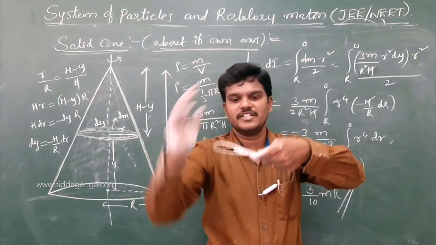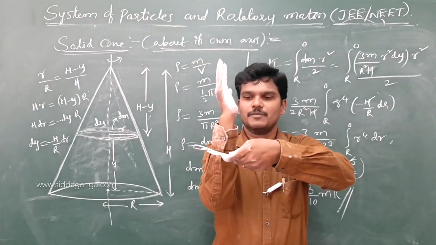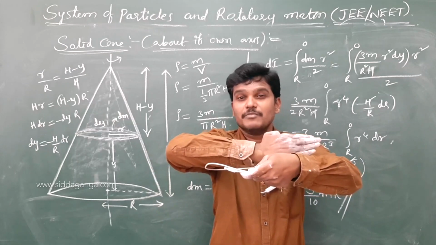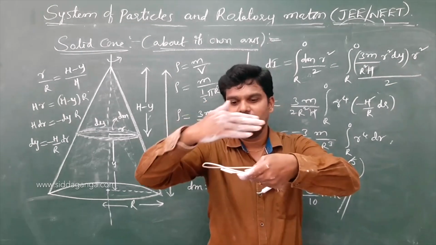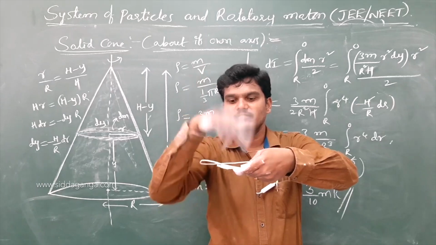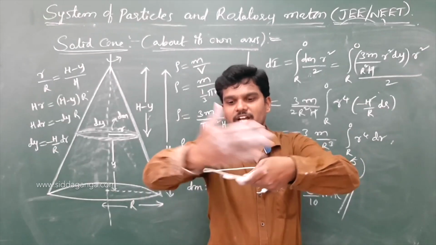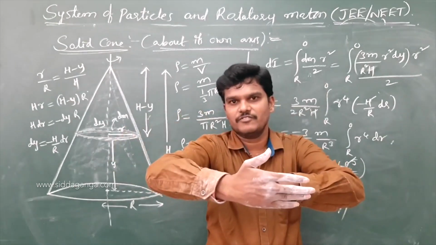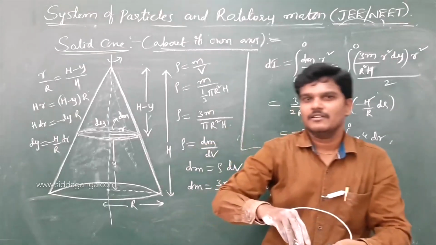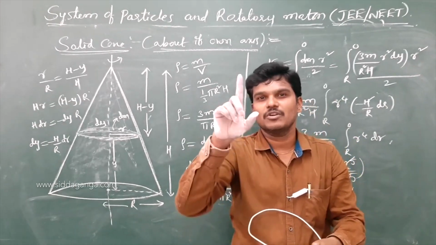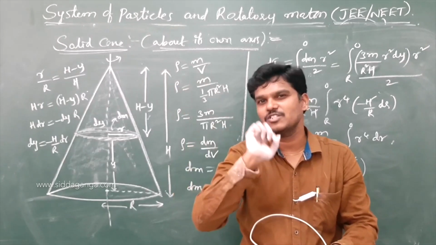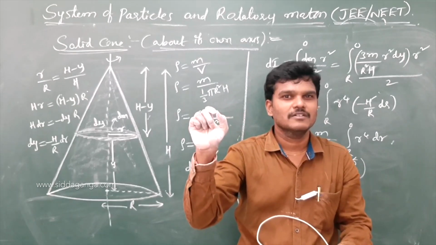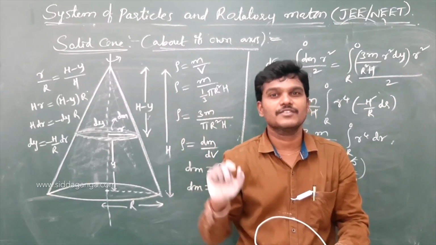Later, circular disc passing through center perpendicular to the plane, mr square by 2; about a diameter, mr square by 4. Next, tangent perpendicular to the plane, mr square by 2 plus mr square; tangent in its plane, mr square by 4 plus mr square, 5 by 4 mr square. Later, we covered the solid sphere, 2 by 5 mr square about its own axis, and about a tangent 2 by 5 mr square plus mr square, so total 7 by 5 mr square.